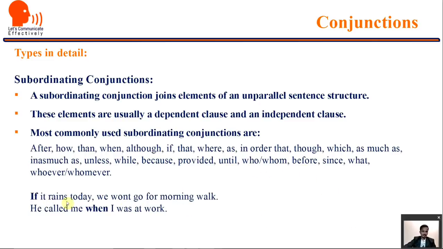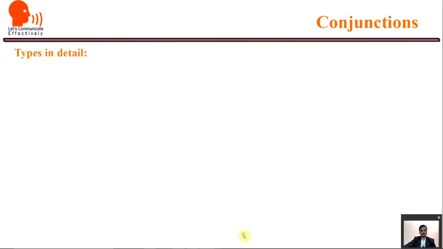Look at the examples now. If it rains today, we won't go for morning walk. So we won't go for morning walk can have some meaning. But if it rains today, in isolation does not make any meaning. That's why this is a dependent clause on this independent clause. So if is a subordinating conjunction. This is a subordinating clause. We will see more about those clauses in sentences when we are looking at the types of sentences. He called me when I was at work. So when I was at work is a subordinating clause which is dependent on he called me.